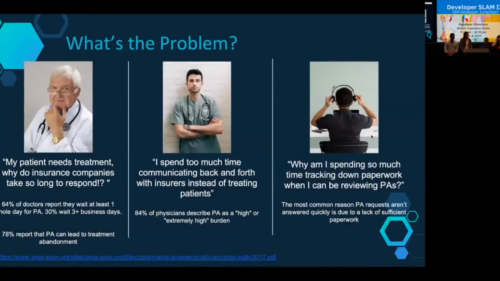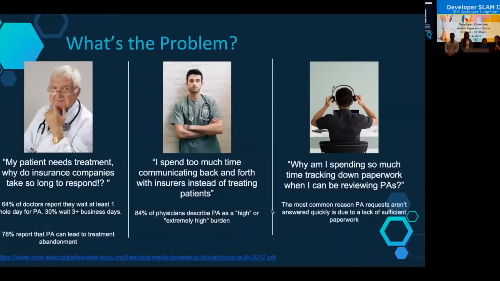So what is the issue with this current process? Well, from the medical perspective, a doctor really wants to prescribe a medication or a procedure for their patients as soon as possible, and they're finding that they have a really long wait time, which could lead to abandonment of treatment. For the nurse that is helping the doctor out, they're spending a lot of time communicating with the insurance company or putting these together instead of treating patients.